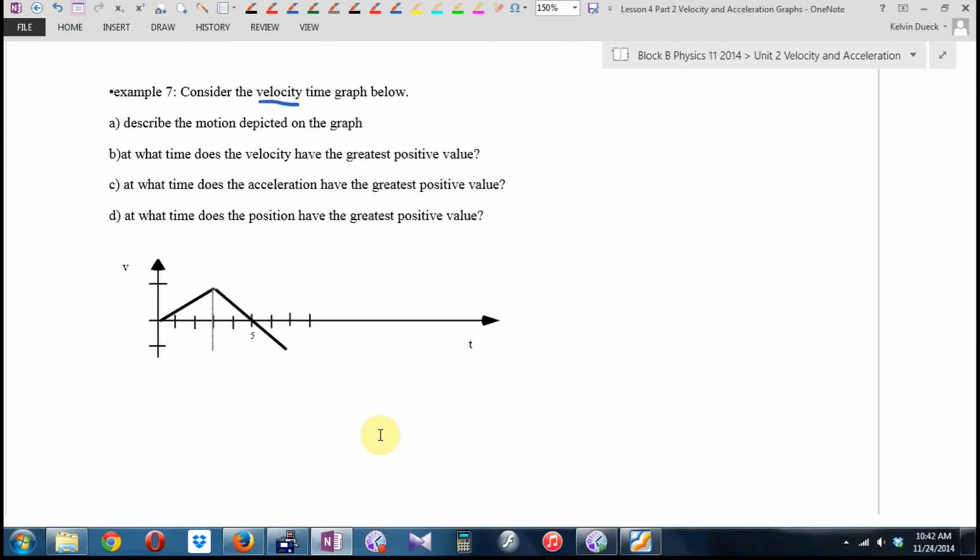So A says, describe the motion. I put numbers on here, so I can tell you this is 1 second, 2 seconds, 3 seconds, 4 seconds, 5 seconds, and so on. I haven't put numbers on the y-axis. Says, describe the motion depicted on this graph. So let's call this section A. Let's call this section B. Let's call this section C.